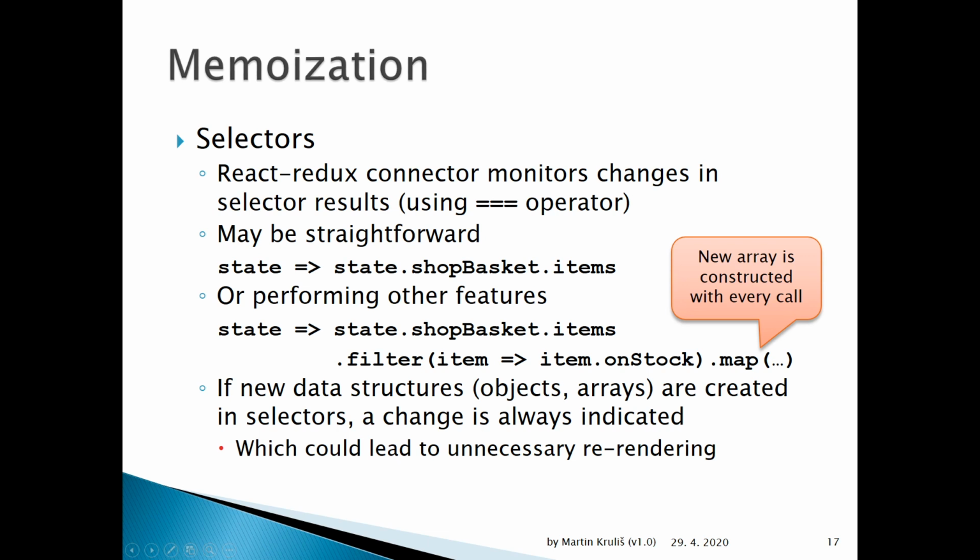However, sometimes the selector may perform other features like filtering the data or transforming the data. Let's take a look at this selector. This is a very similar one, but the items are subsequently filtered and they are mapped to a different format, so they are transformed into a different format. Although there is no rule that would prevent us from doing this in the selector, it will actually ruin the testing over here, because the map function will always create a new array. So if this new array is compared to the previous array using the equality operator, it will always turn out to be a new array. Although it might contain the same items, it won't be detected because only the equality operator is used for performance reasons.